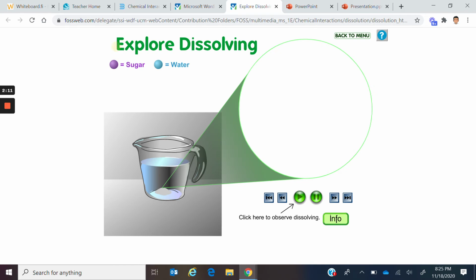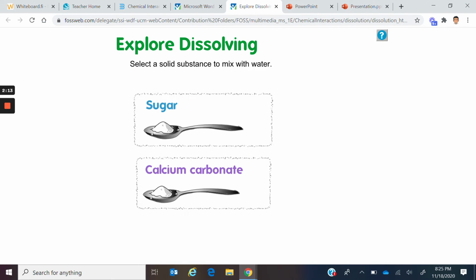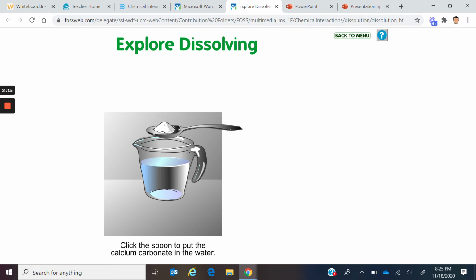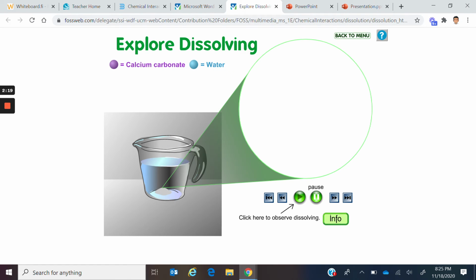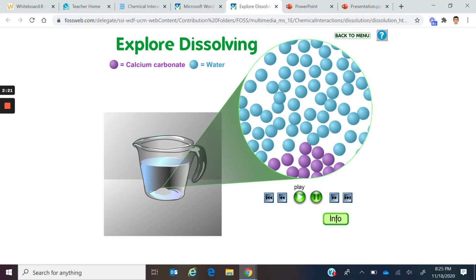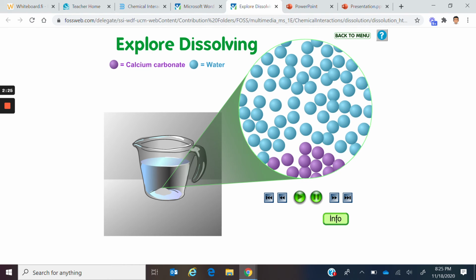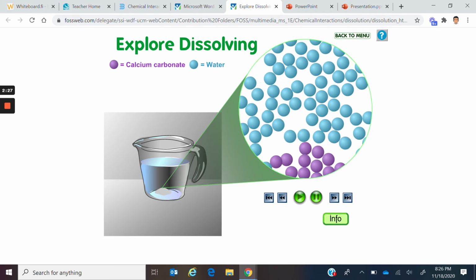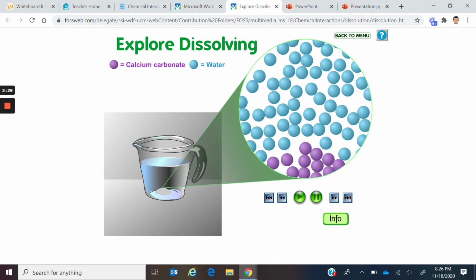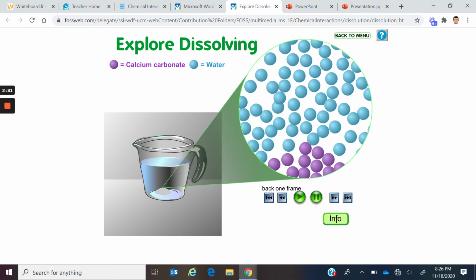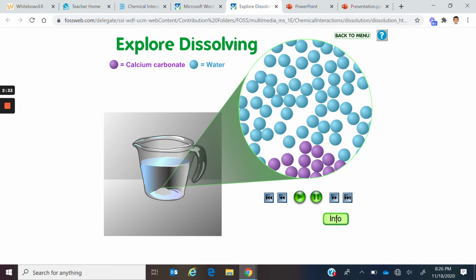Now we're going to close out of this, head back to the main menu, and now let's look at calcium carbonate. I'm going to click the spoon, see it move to the bottom. Now let's click play. So what do you observe happening in this one? Are the particles moving the same as the sugar did, or does it look different? And remember, calcium carbonate is in purple, water is in blue.